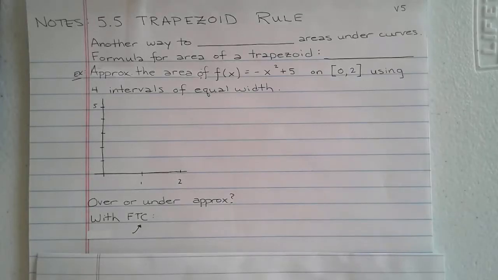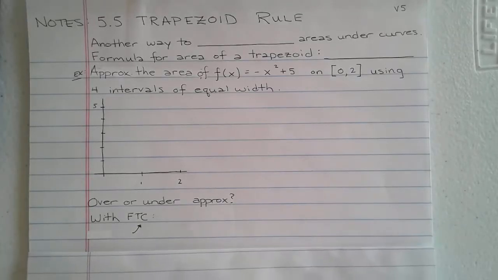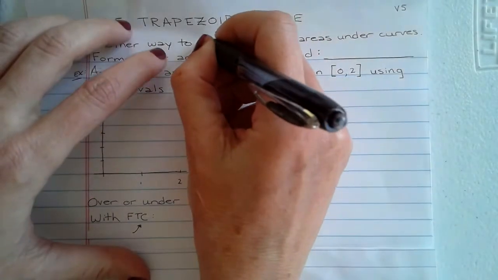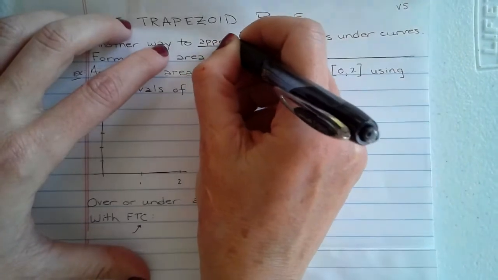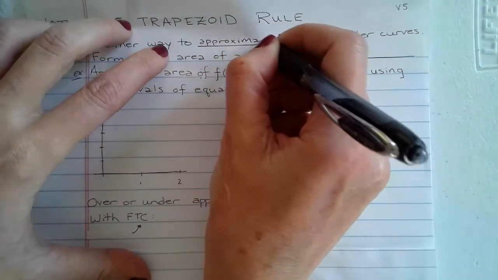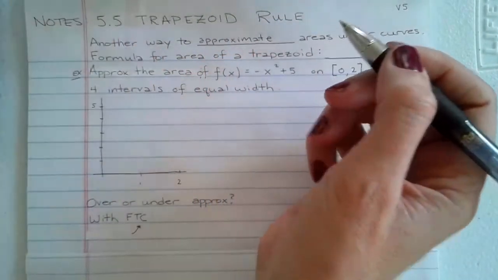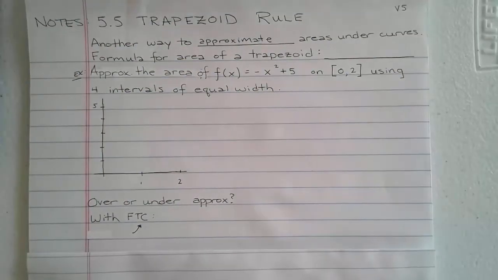Okay, everybody, let's look at the last section from Chapter 5. It's the Trapezoid Rule. This is just another way to approximate areas under curves. Now, hopefully you do remember about our rectangular approximation methods, right? Those were two. That was another way, the midpoint, the RRAM or the LRAM. And trapezoids are another way to approximate the area.